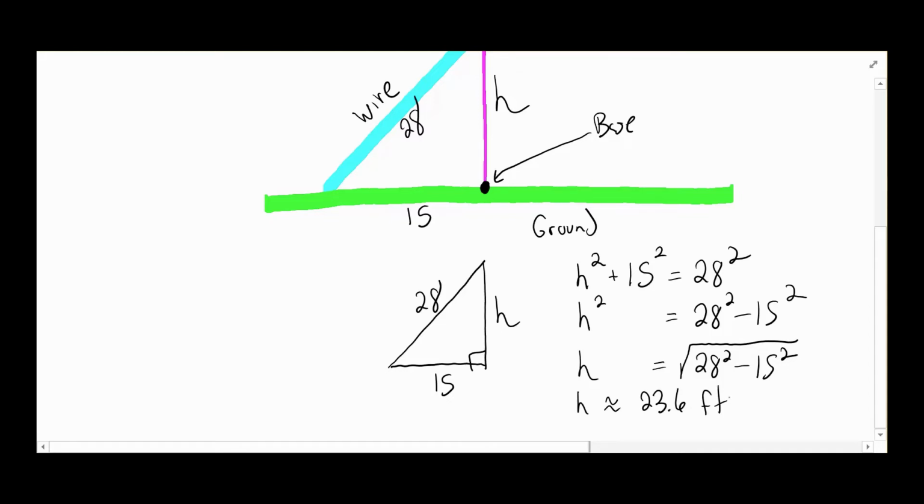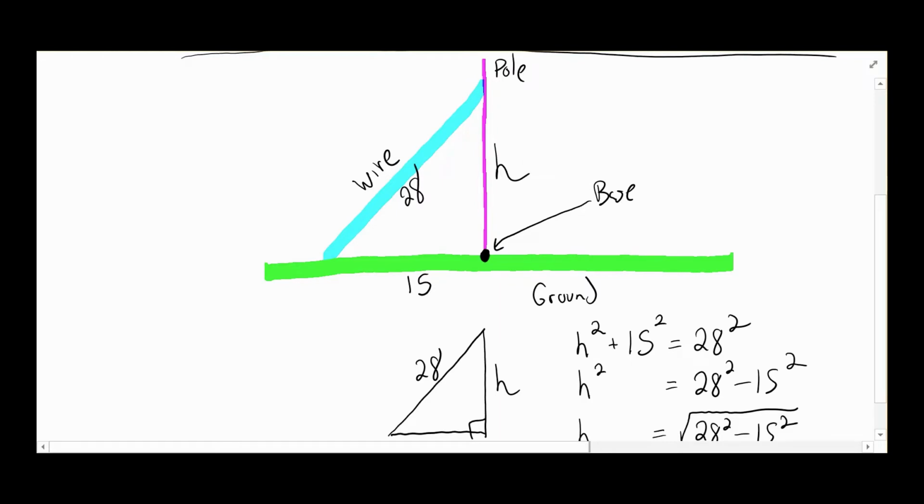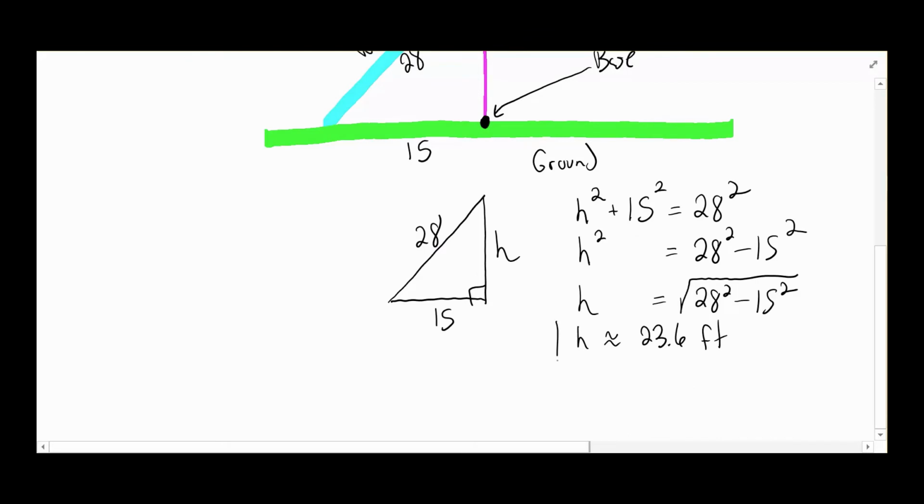And like with any word problem, we want to say, hey, does this make sense? And so if we look back to our picture and say about 23 or 24 feet up, well, that makes sense, because if we were any higher than 28 feet, our cable or our wire wouldn't even reach the ground. So we know that we're less than 28 feet off the ground. Now, we also know that if this was too short, it wouldn't even be tight. So a 23.6 foot high tie off here does seem to make sense.